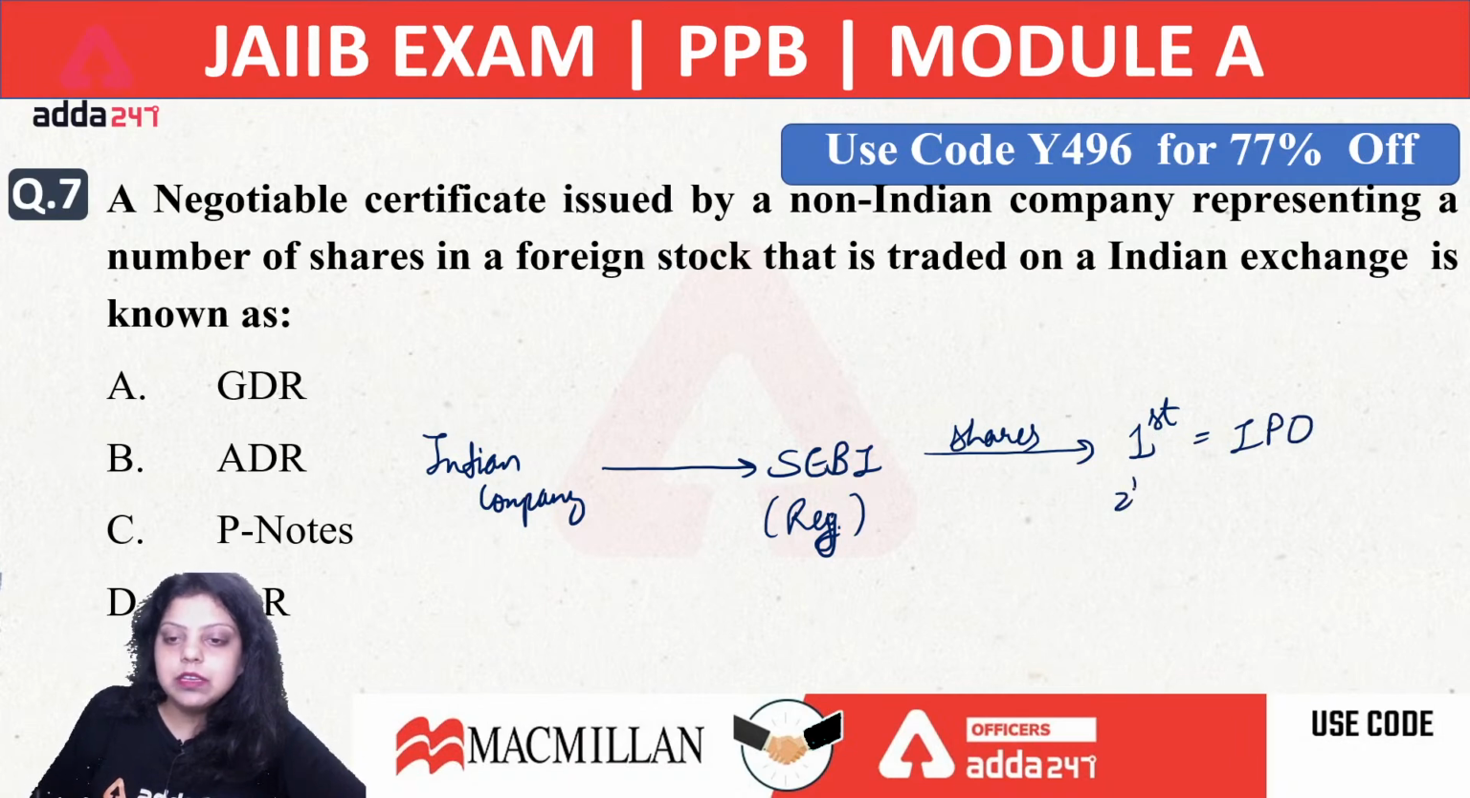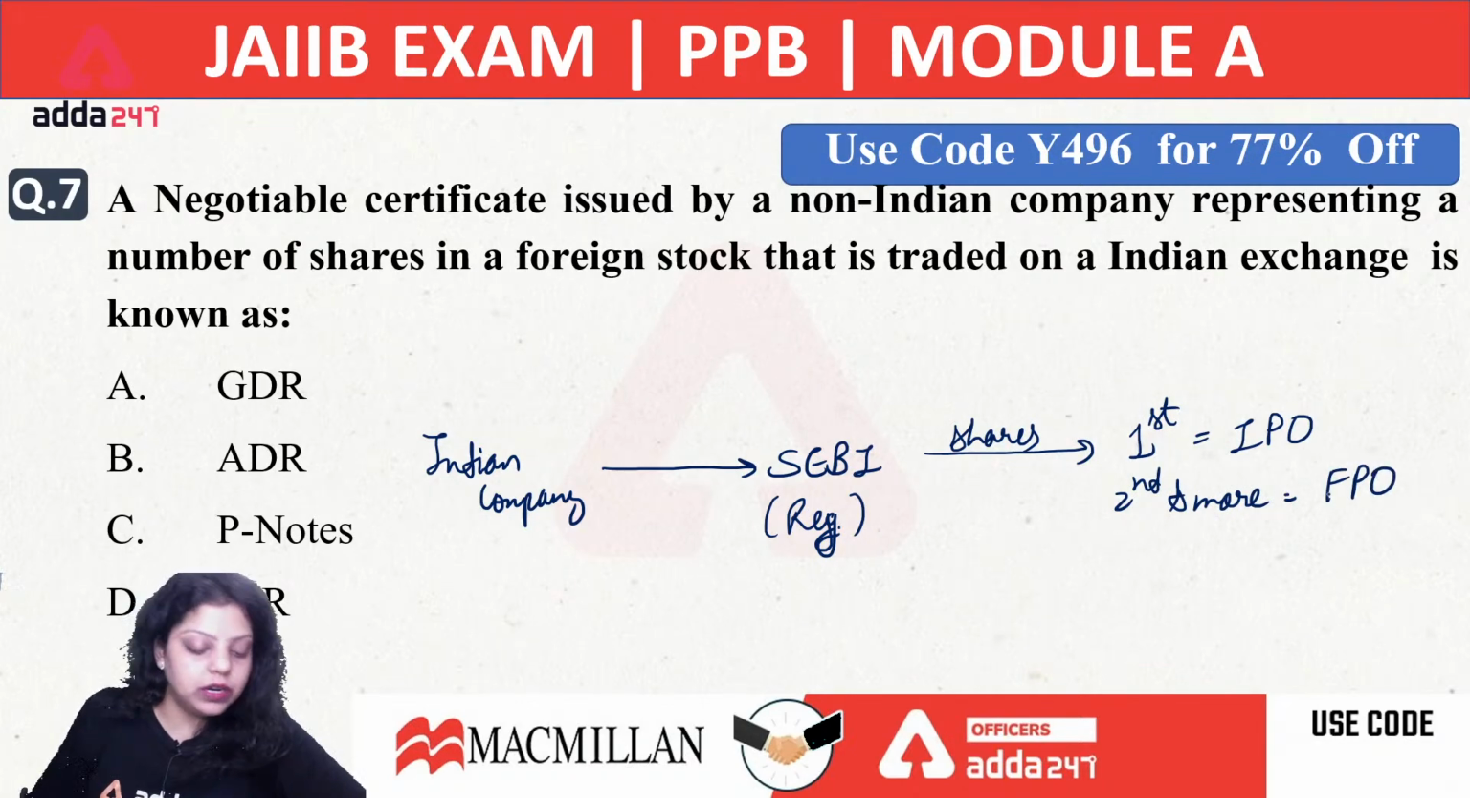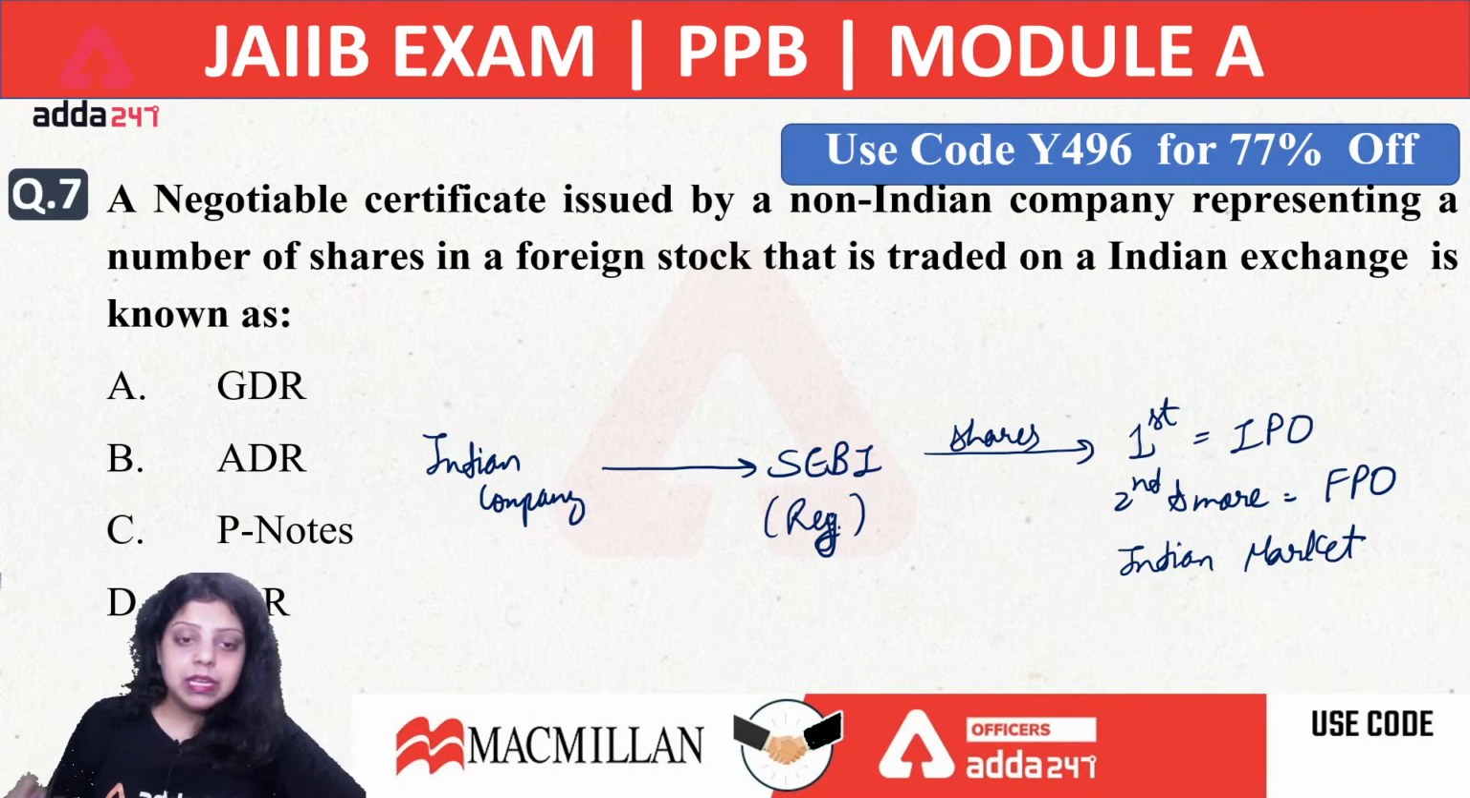When the company issues shares a second or more times, it is known as an FPO, a follow-on or further public offering, in the Indian market. So when an Indian company issues its shares in the Indian market, the first time it is an IPO, and the second or more times it is an FPO.